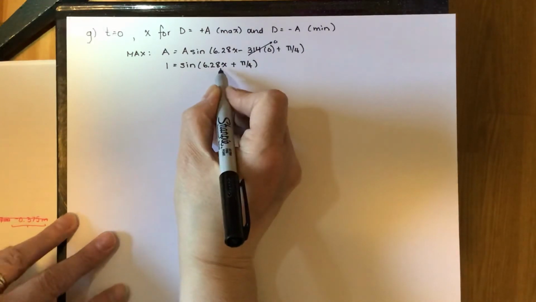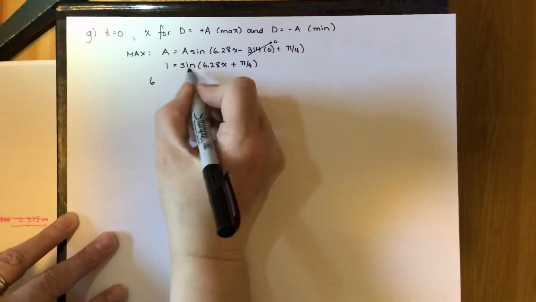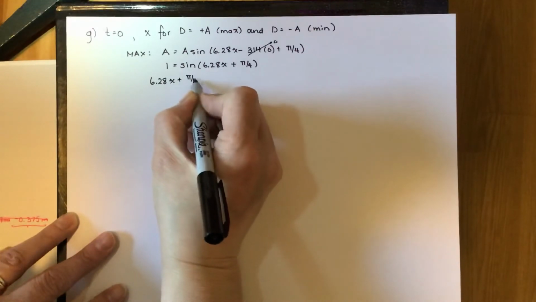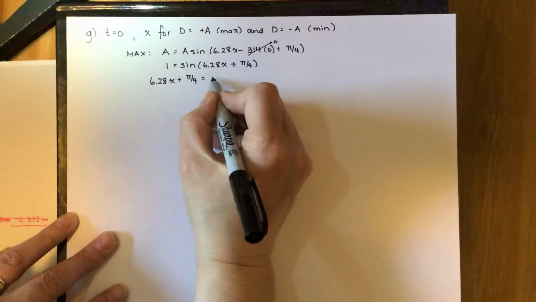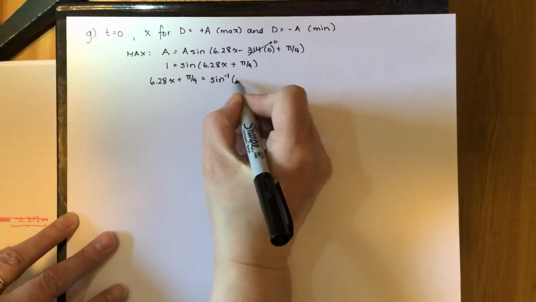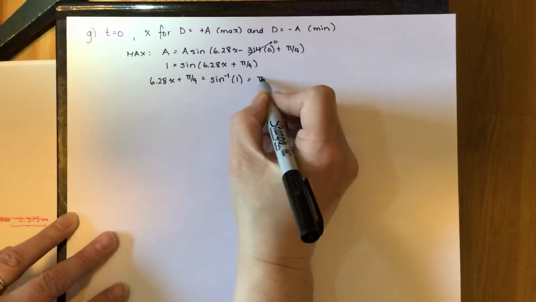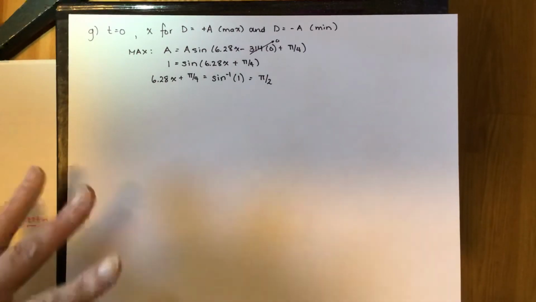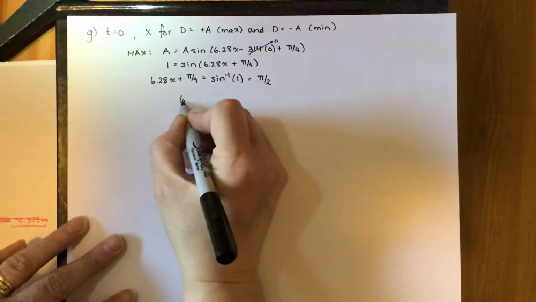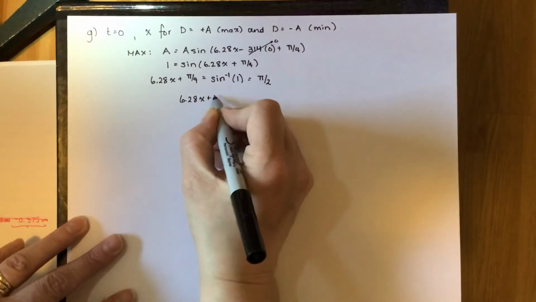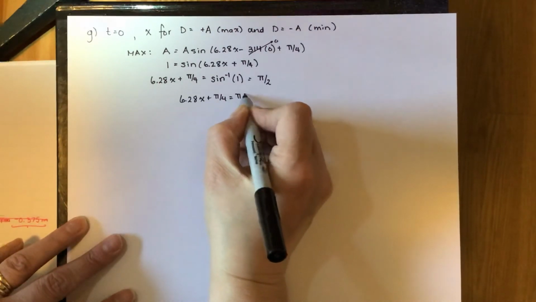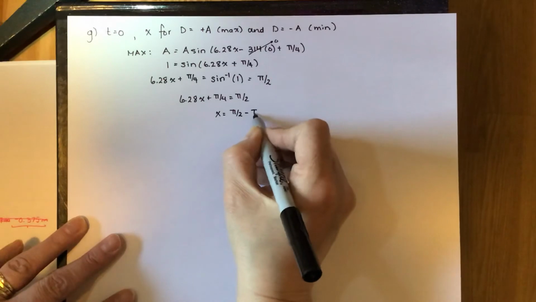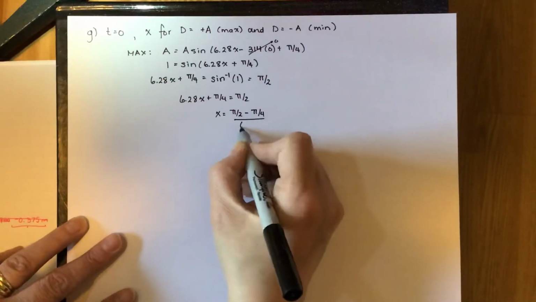If we want to find our x value, we have to take the inverse sine of both sides. The inverse sine of a sine leaves us with the argument, so 6.28x plus pi over 4 equals the inverse sine of 1, which equals pi over 2. Again, if you're hauling out your calculator for this, make sure your calculator is in radians mode because we're dealing with radians here. So 6.28 times x plus pi over 4 equals pi over 2 means x is equal to pi over 2 minus pi over 4 divided by 6.28.